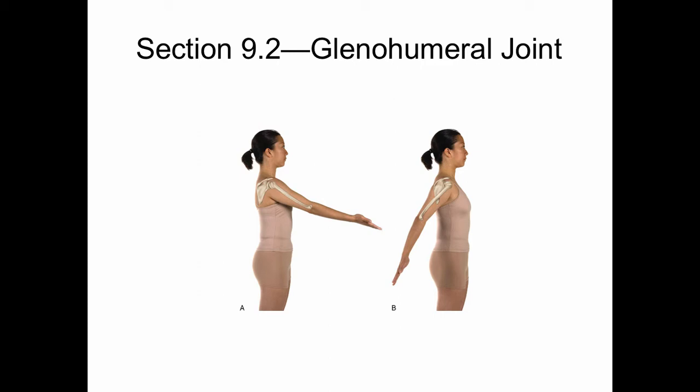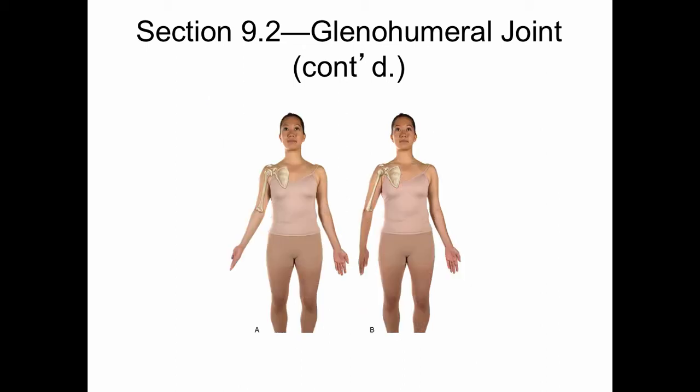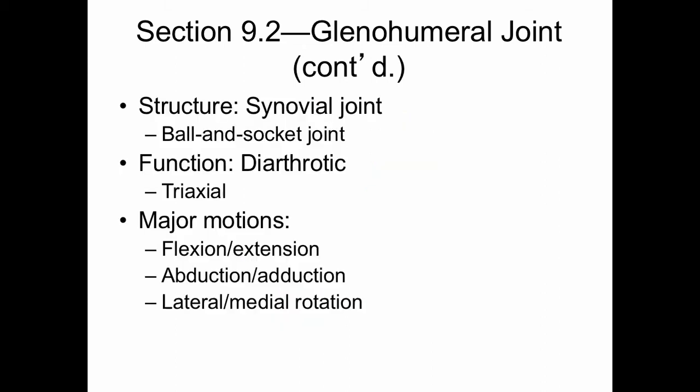This figure shows flexion of the arm at the shoulder joint, and figure B shows extension of the arm at the shoulder joint. The glenohumeral joint allows abduction and adduction in the frontal plane around an anterior-posterior axis. Lateral rotation and medial rotation of the arm at the shoulder joint take place in the transverse plane. The glenohumeral joint is located between the glenoid fossa of the scapula and the head of the humerus.